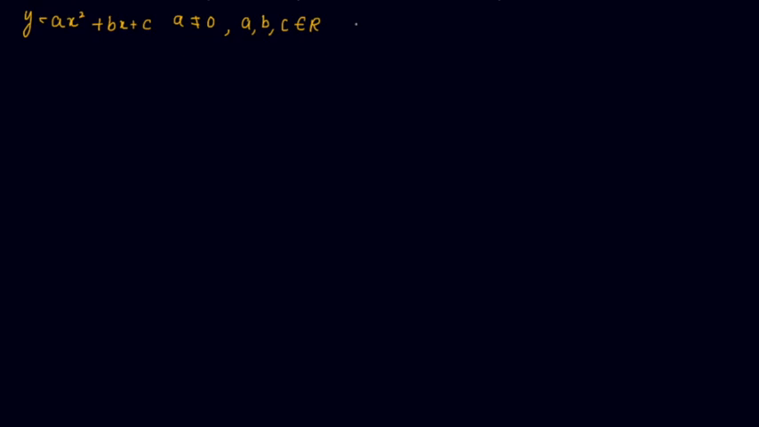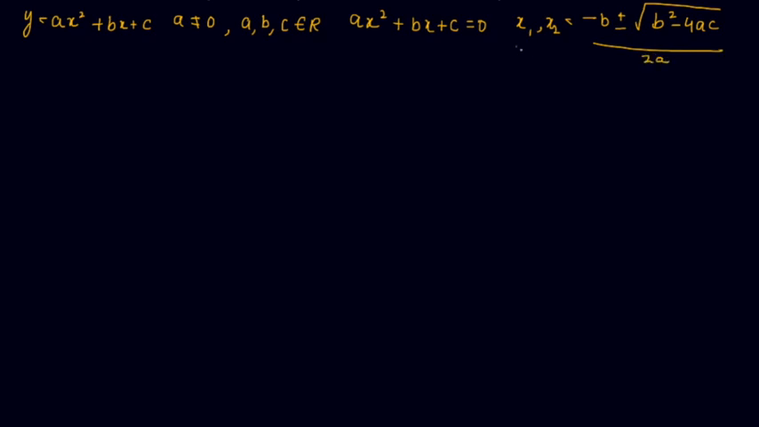Now this function will be a quadratic equation when this value is equal to 0, and this value will be equal to 0 for at most two values of x, which are given by x1, x2 equals minus b plus minus under root of b square minus 4ac divided by 2a. These values are called the roots of this quadratic equation, and the value inside this under root is denoted by a special term, discriminant.